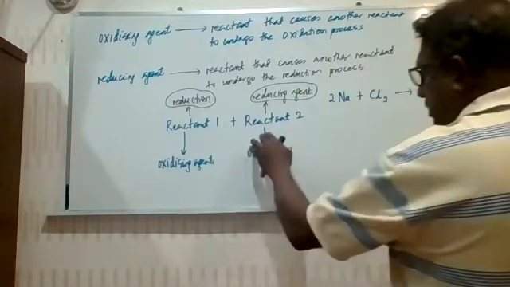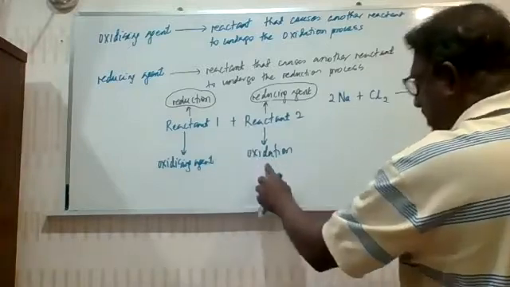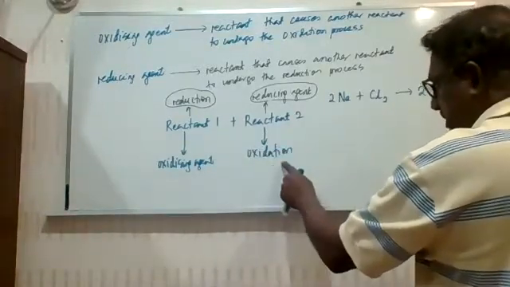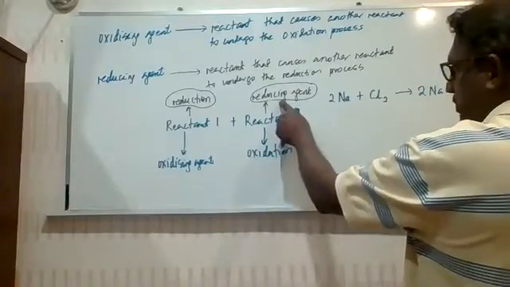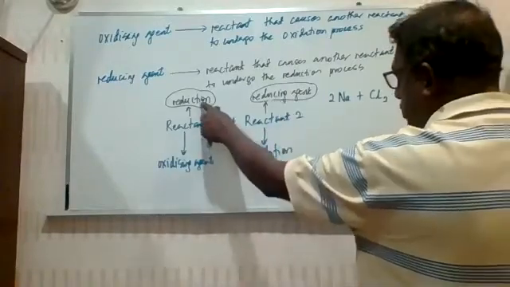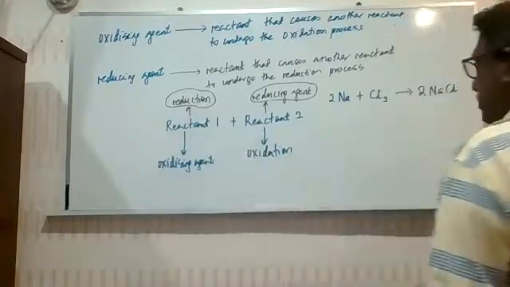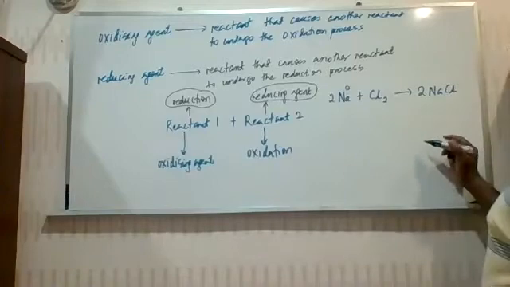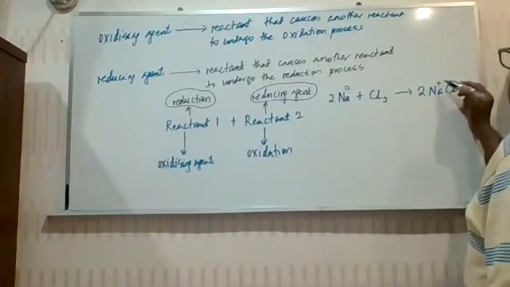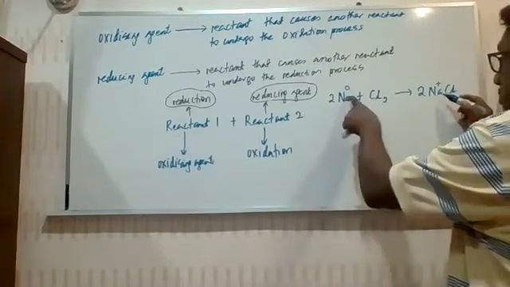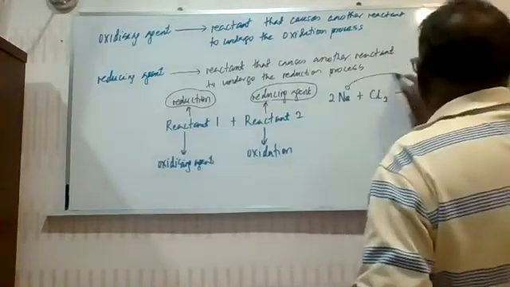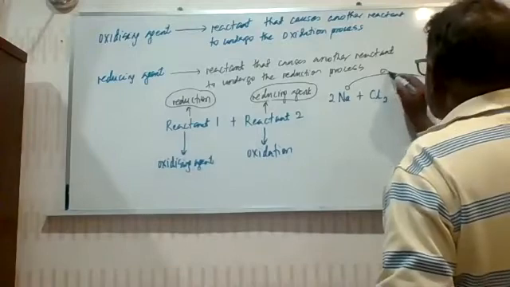Based on this, I identify the oxidation reaction. That means which substance, which reactant, undergoes the oxidation reaction. That will be the reducing agent. Which substance undergoes the reduction process? That will be the oxidizing agent. So obviously, this has an oxidation state of +1, that has an oxidation state of 0, and that has an oxidation state of +1. Therefore, that has undergone oxidation.